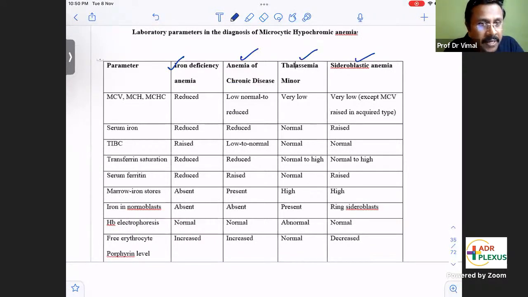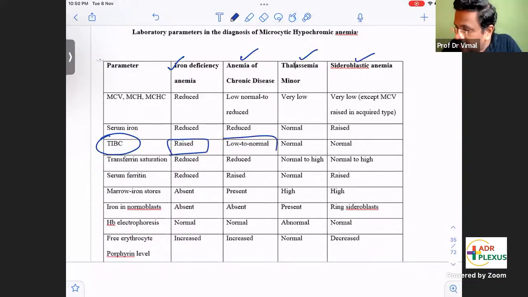One important point to differentiate anemia of chronic disease and iron deficiency anemia is that the total iron binding capacity will be raised in iron deficiency anemia and it will be low in anemia of chronic disease. Similarly, the opposite happens with ferritin, the serum ferritin, which is a storage form of iron.